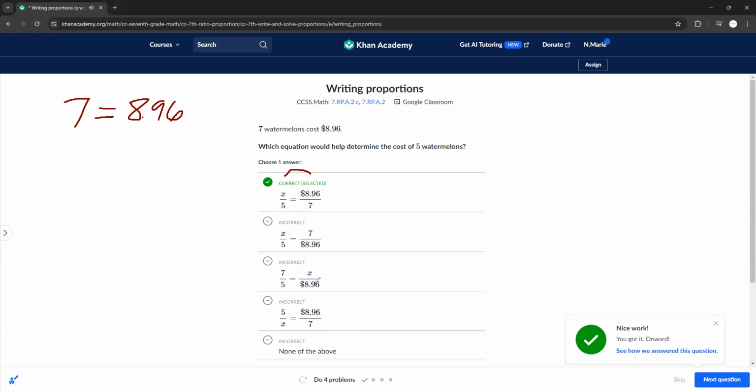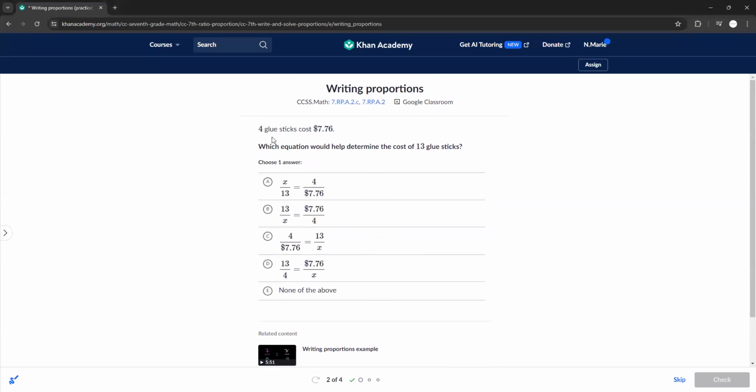Let me tell you why these other ones are incorrect. 5 does not go with 896. 5 is not equal to 896. That's why the other ones are not correct.